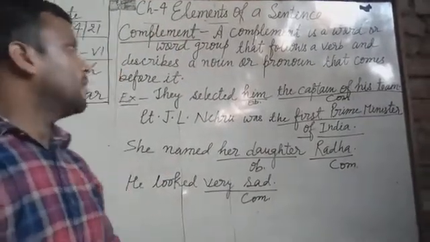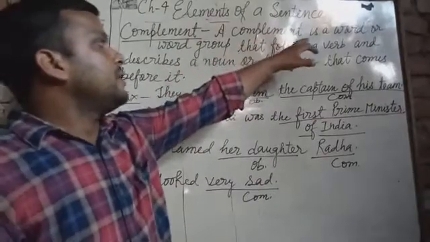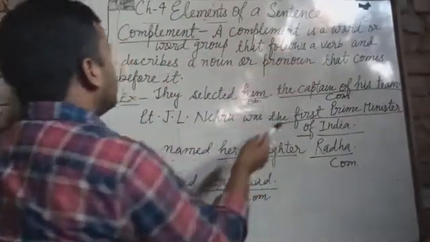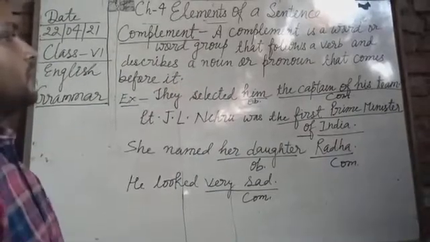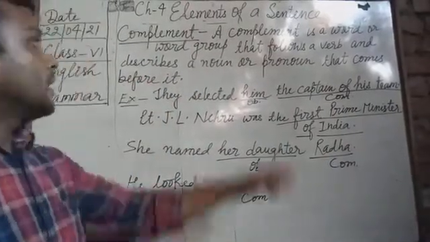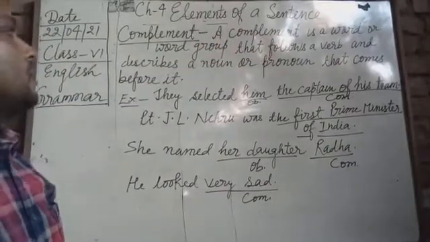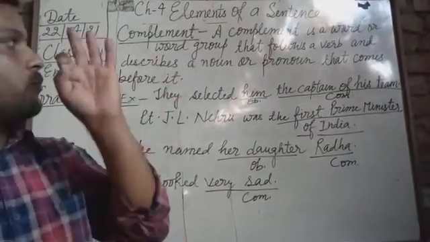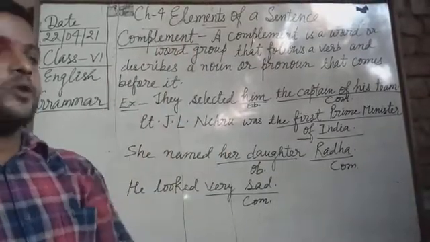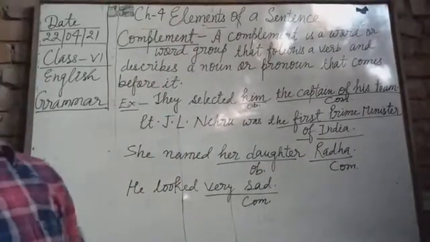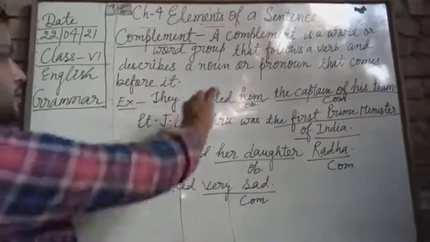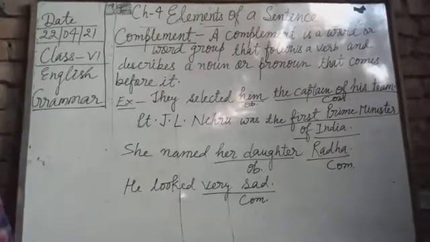What is a complement? A complement is a word or word group that follows a verb and describes a noun or pronoun that comes before it. See the example, you will understand by the example.